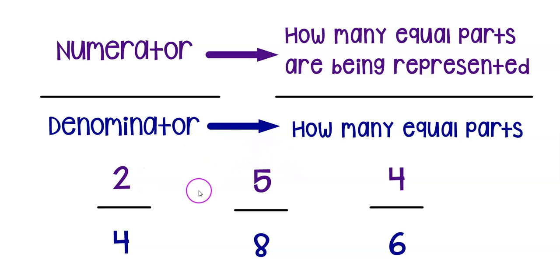Moving over to our second fraction, we have 5/8. If you're looking at this fraction, the denominator is 8 and the numerator is 5. Let's move on to our third fraction. We have 4/6.